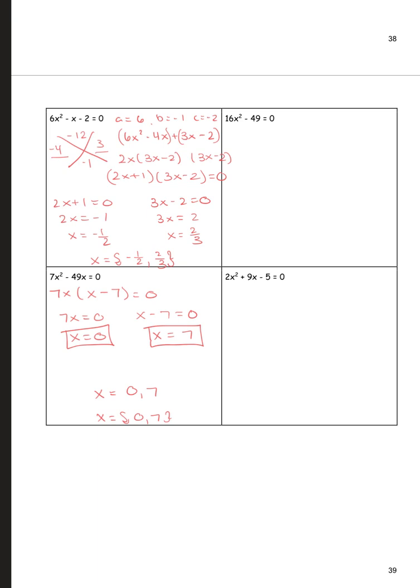All right. So now it's time to test your understanding of solving quadratics by factoring. So you are going to be solving these two examples, 16x squared minus 49 equals 0, and 2x squared plus 9x minus 5 equals 0. So you're going to follow the same steps that we did when factoring, but then we're going to take it a step further and set our factors equal to 0.